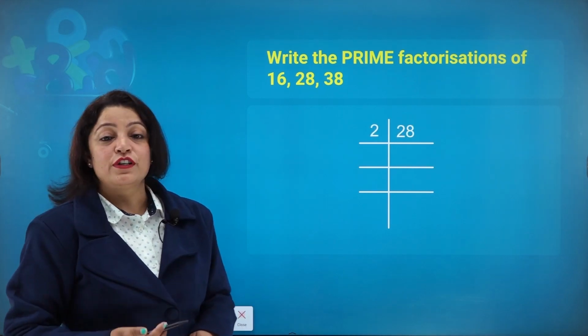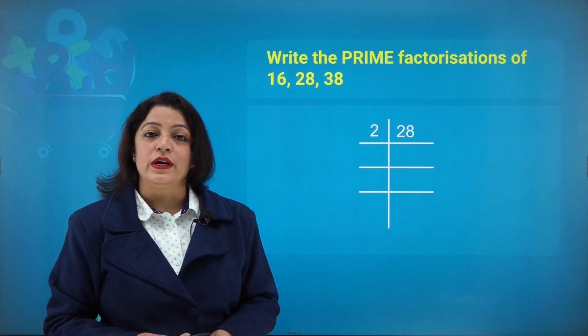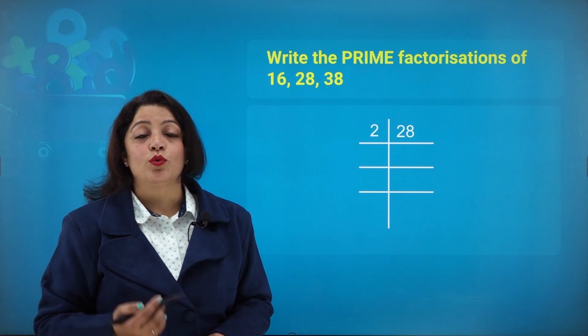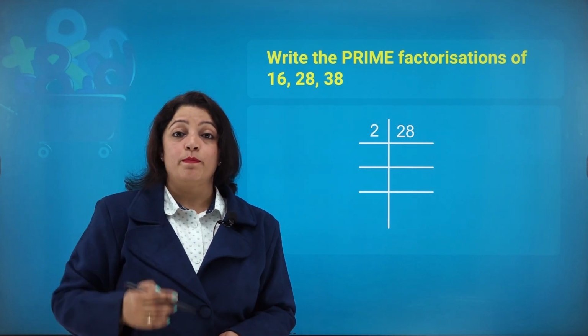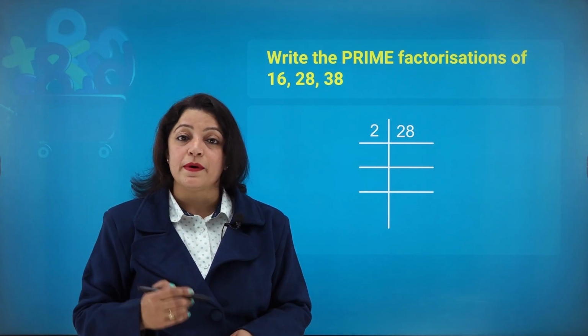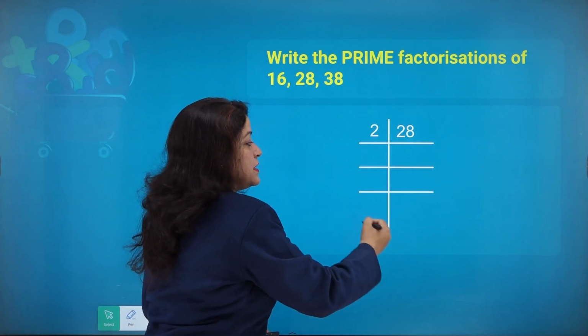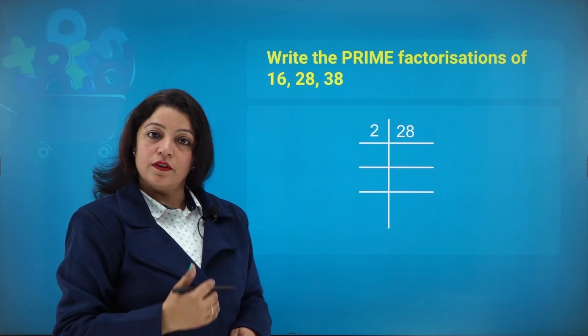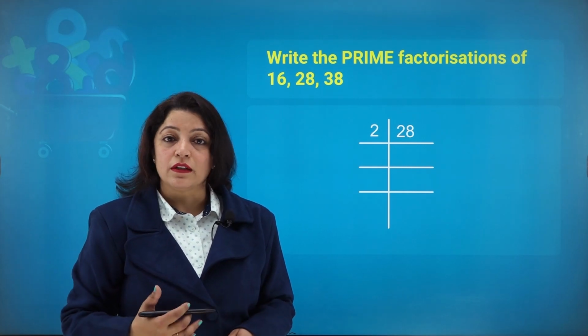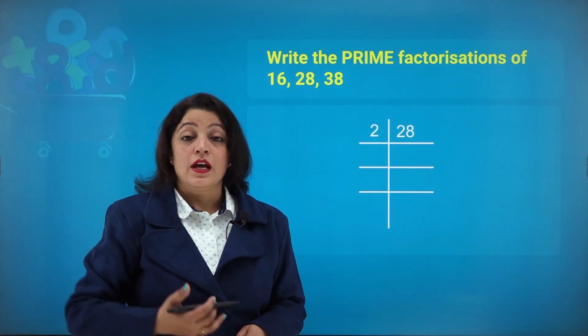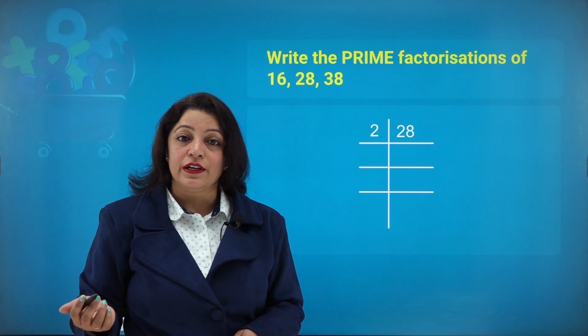Let's see. First of all, if I am writing the number 28, then I know 28 is divisible by which smallest number. So when we see the prime factors, here we will represent all the prime numbers, right? Because we are doing a method of prime factorization and we have already done the divisibility rules.